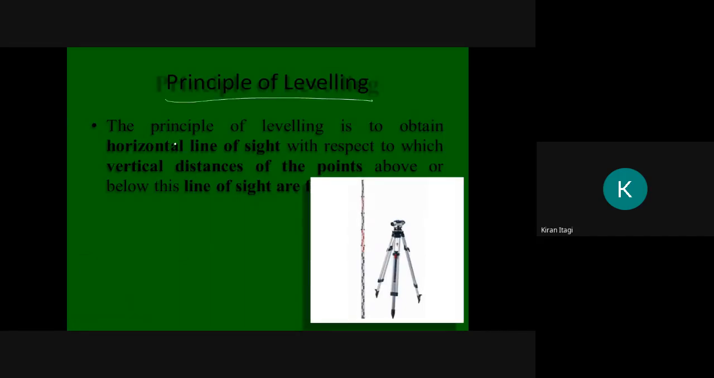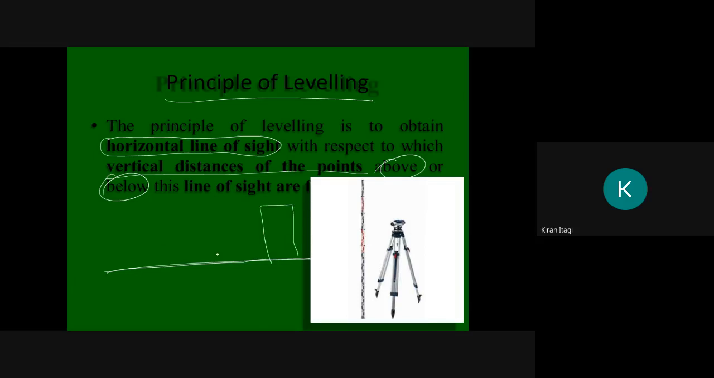The principle of leveling is to obtain a horizontal line of sight with respect to the vertical distance of the object above or below the line of sight. See, this is my horizontal axis, and this is my vertical building. What I'm doing is taking the horizontal sight with respect to the vertical building. This is the main principle of leveling.